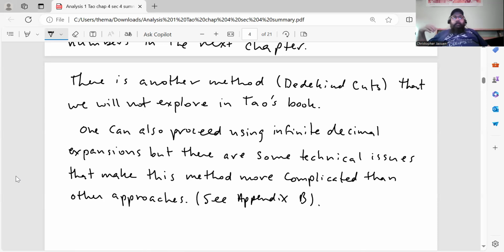We'll do that later on, because I don't want to do that one right now, because it involves series and things like that. So maybe we'll take a look at Appendix B after we talk about infinite series in either Spivak or Tao's book. So that's the end of my summary for this section. Let me stop the screen share.